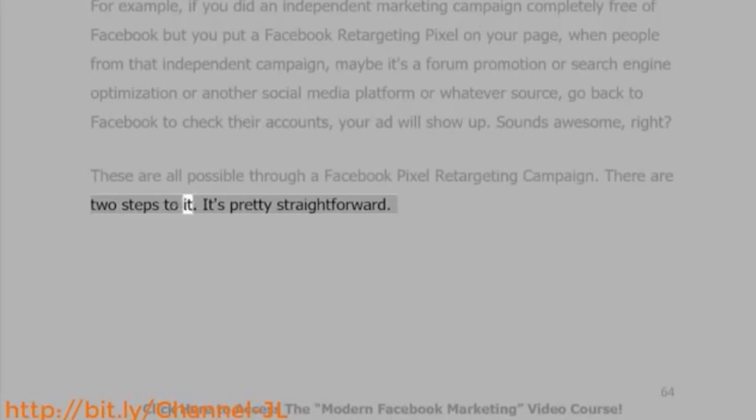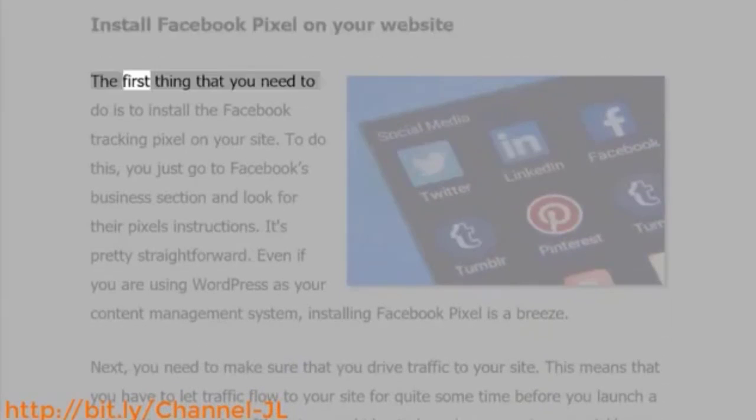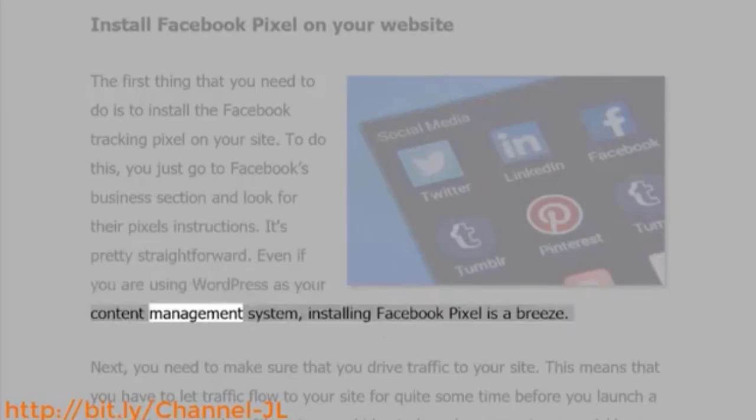There are 2 steps to it. It's pretty straightforward. Install Facebook pixel on your website. The first thing that you need to do is to install the Facebook tracking pixel on your site. To do this, you just go to Facebook's business section and look for their pixel instructions. It's pretty straightforward. Even if you are using WordPress as your content management system, installing Facebook pixel is a breeze.